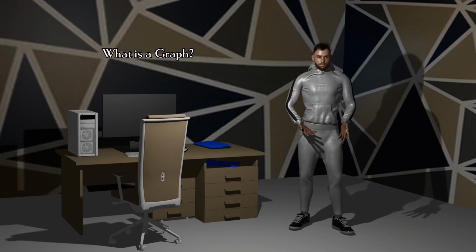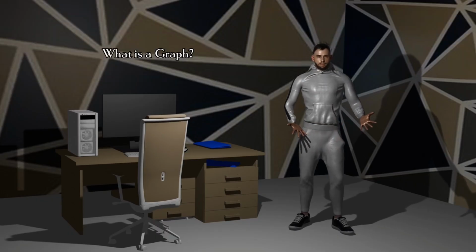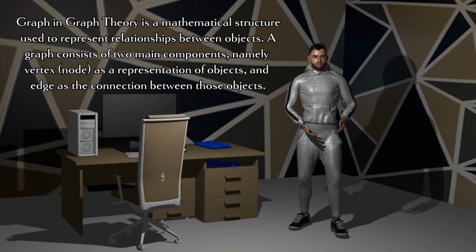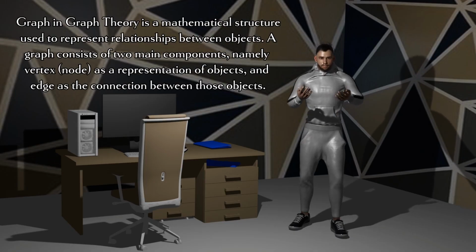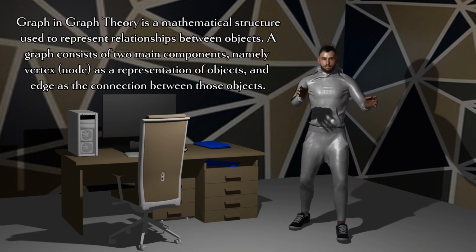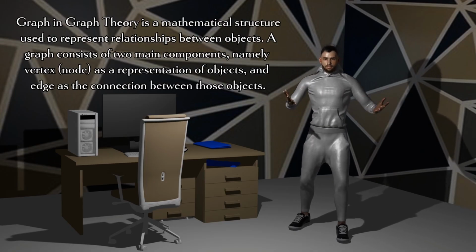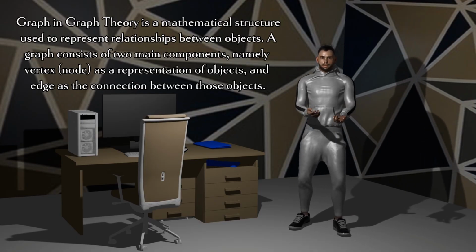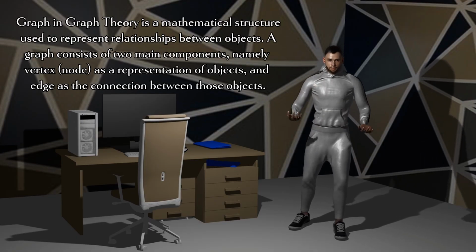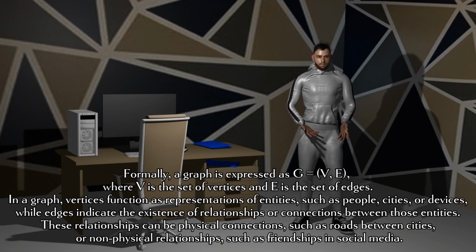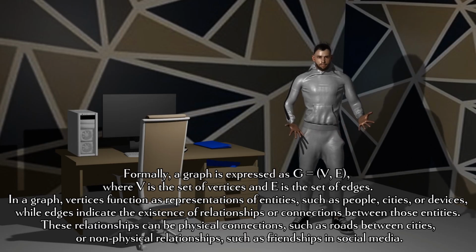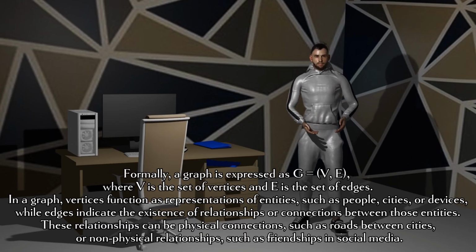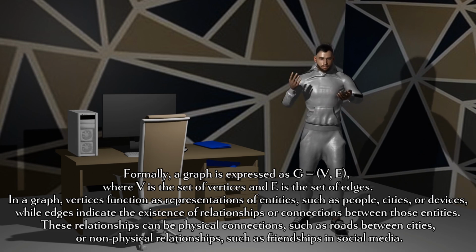What is a graph? In graph theory, a graph is a mathematical structure used to represent relationships between objects. A graph consists of two main components, namely vertex (node) as a representation of objects, and edge as the connection between those objects. Formally, a graph is expressed as G = (V, E), where V is the set of vertices and E is the set of edges.